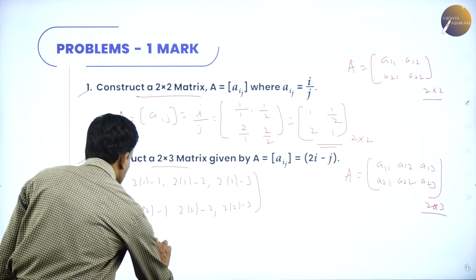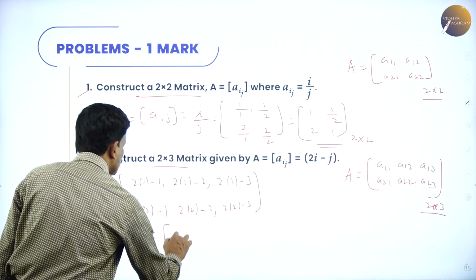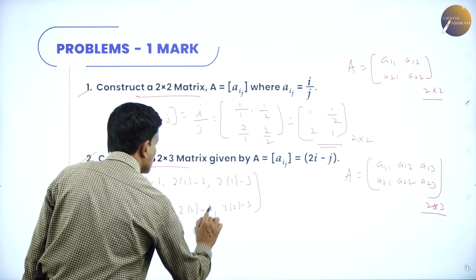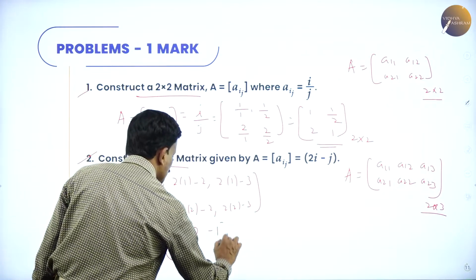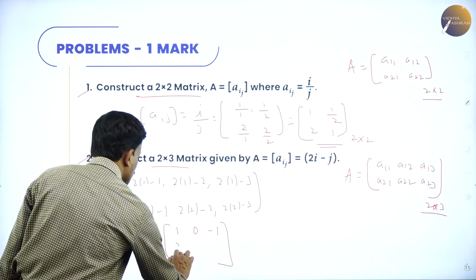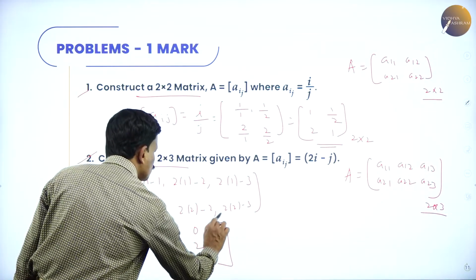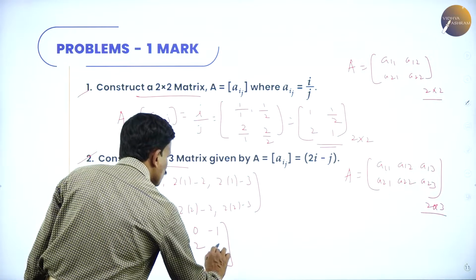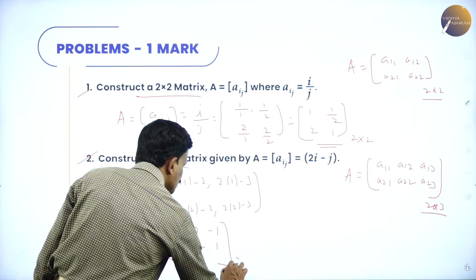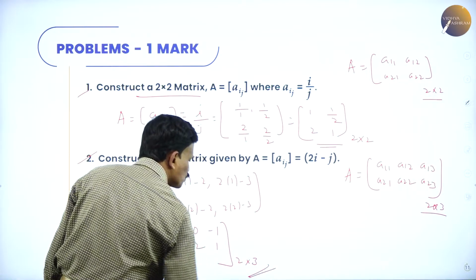So this is equal to, see here, 2 ones are 2 minus 1 is 1, 2 ones are 2 minus 2 is 0, 2 ones are 2 minus 3 is minus 1. Again 2 twos are 4 minus 1 is 3, 4 minus 2 is 2, 4 minus 3 is 1. This is a matrix of order 2 rows 3 columns.